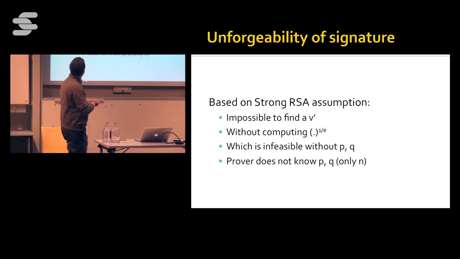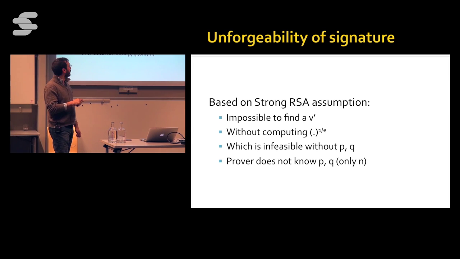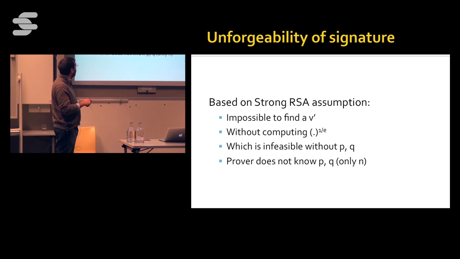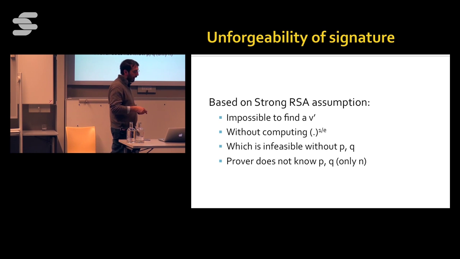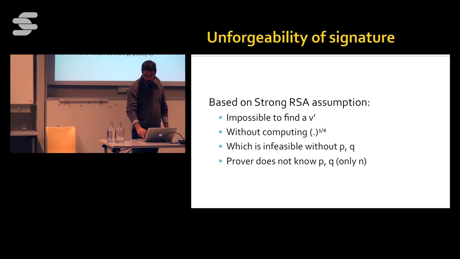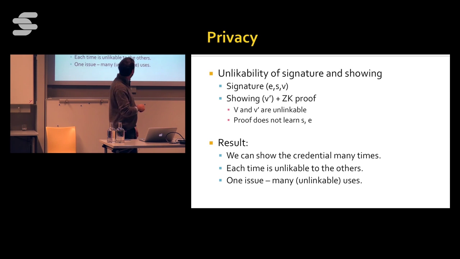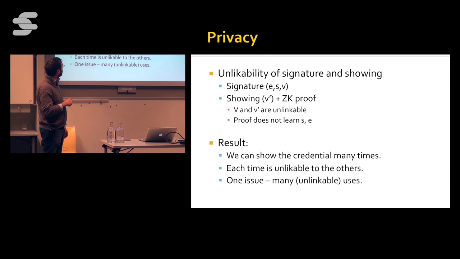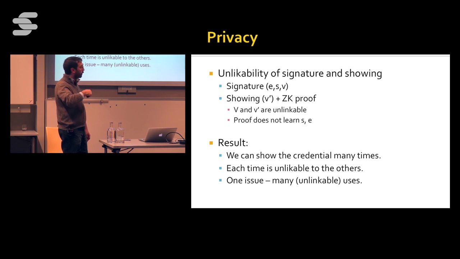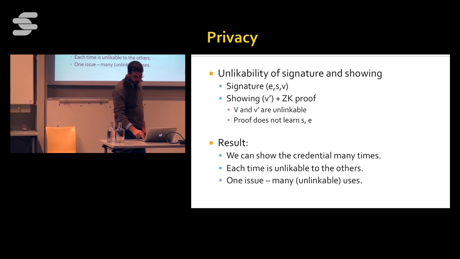So as I said, the signature is based on an RSA assumption, and the assumption is just that it is impossible to find a V prime without knowing 1 over E, and we cannot compute a number to the 1 over E without being able to factor the N into P and Q. If factoring is hard, this is hard, and that is that. The privacy of the scheme I showed you is basically the fact that V prime cannot be linked to the old V because we multiplied it by an R, which is unknown. And then there is the privacy of the Schnorr signature, which I have convinced you of through the simulator argument. So that is that.